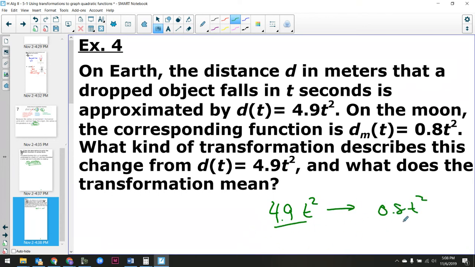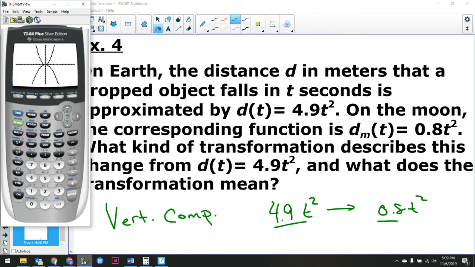Okay, what happened here? How do I change the number on the outside? Well, it's either got to be adding or subtracting on the outside or multiplying on the outside. It did not get added or subtracted, but what did it do? It got multiplied by a fraction. That is a vertical compression by a factor of something, right? Well, what could that be?